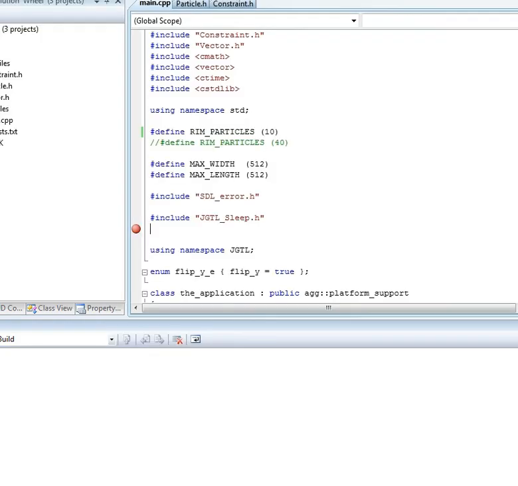Another interesting thing that you can do with this demo is you can change the number of particles. So for example, you can make the particles 40, and what you'll see now is that it looks a little bit more like a real wheel.